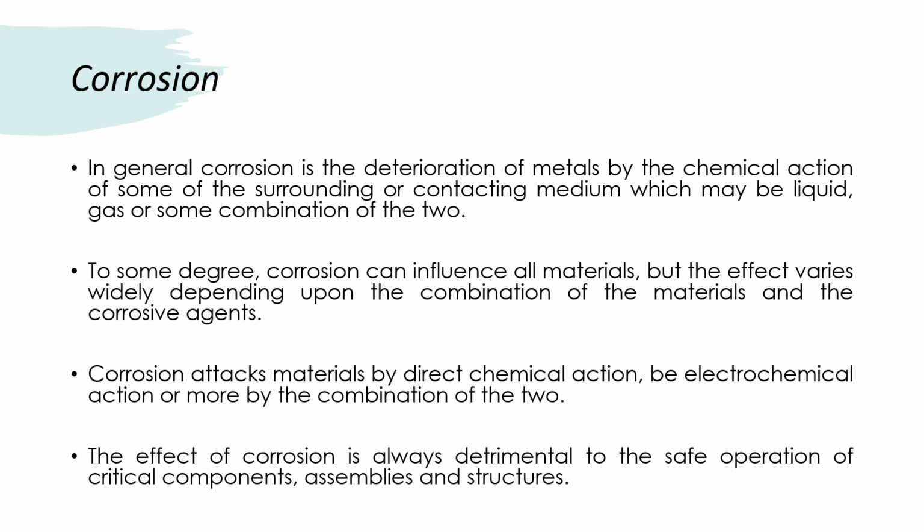To some degree, corrosion can influence all the materials, but the effect varies widely depending upon the combination of the materials and the corrosive agents. Corrosion affects material by direct chemical action, by electrochemical action, or more by the combination of these two. The effect of corrosion is always detrimental to the safe operation of critical components, assemblies and structures.